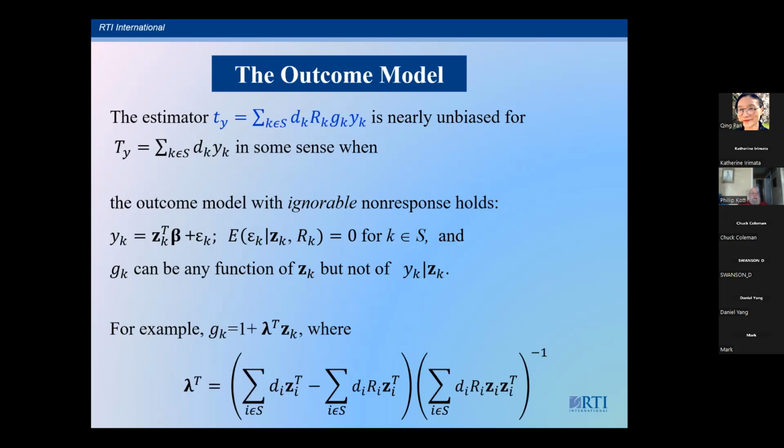I'll probably forget about the example entirely. Now, one version of G that's quite popular is this ugly mess. It's 1 plus a linear combination of the Z's, where this is a linear combination.